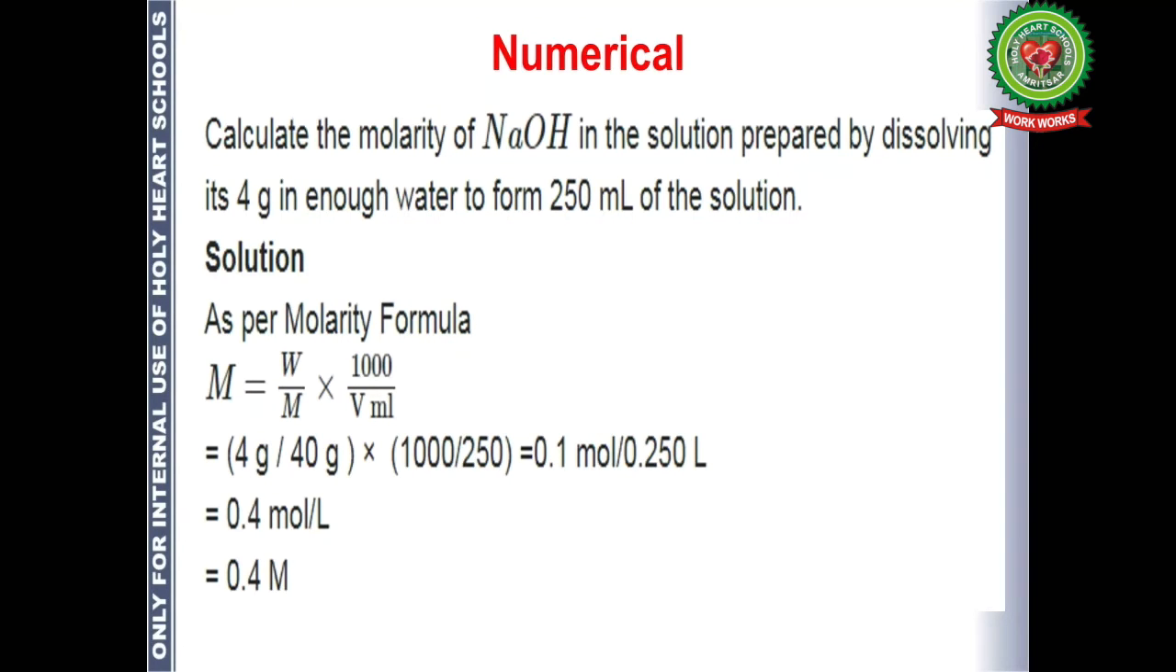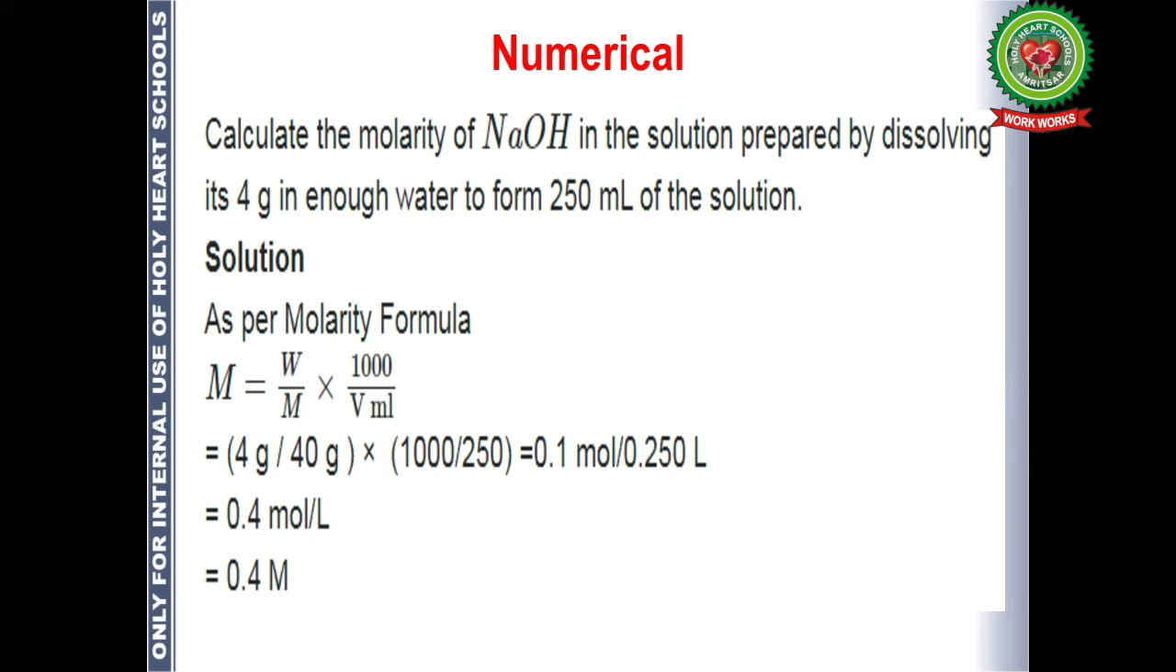Here we are going to discuss the first numerical based on molarity. Calculate the molarity of NaOH in the solution prepared by dissolving 4 gram of it in enough water to form 250 ml of solution. Here we have a mixture of NaOH and water. NaOH will act as a solute and water will act as a solvent.